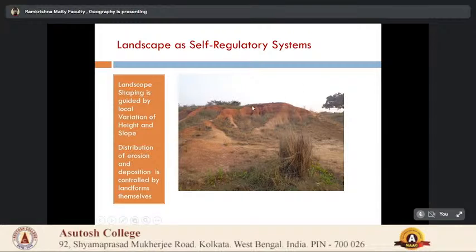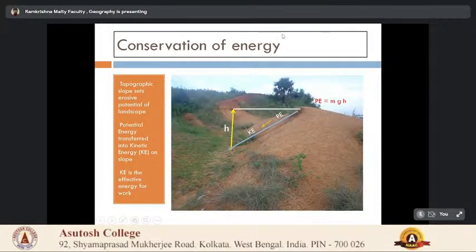Here height is more, slope is more, that's why there is erosion and there is much change of the landscape over here. So where there would be erosion and where there would be deposition is controlled by the landforms themselves. So we have to think in a different way, from a scientific perspective. And this perspective is guided by the rule of conservation of energy. Here, potential energy is developed by the mass and height, and this potential energy is transferred into kinetic energy. And this kinetic energy is available for work only.